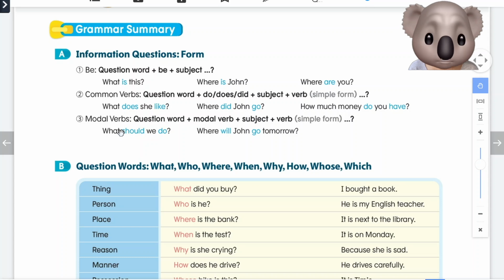Should 또는 will. For example, can 또는 could, may 또는 might, should 그리고 will 또는 would, and must. When we use modal verbs, we need to put our question word first, then the modal verb, the subject, and last is the verb. For example, what should we do?